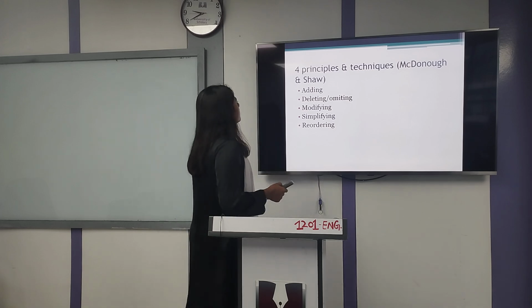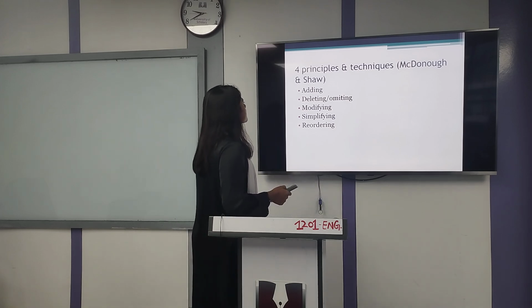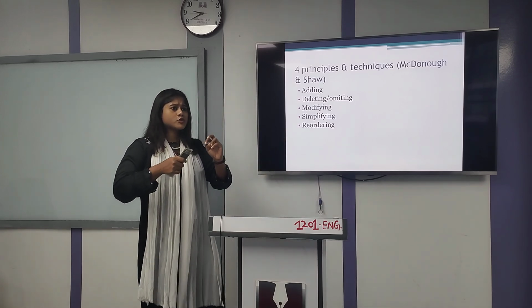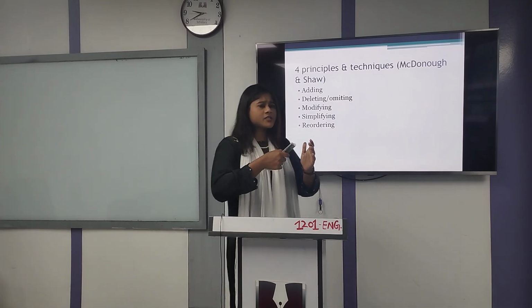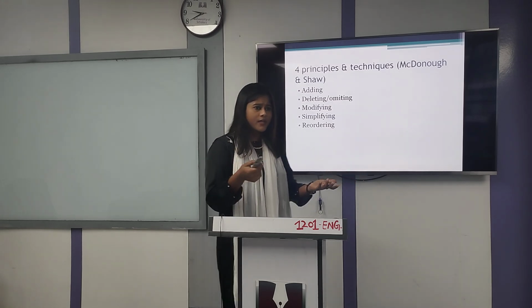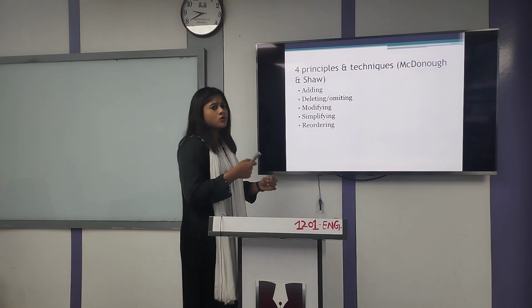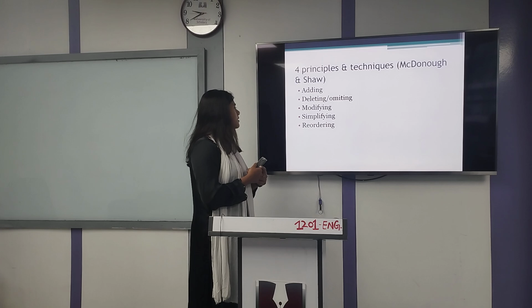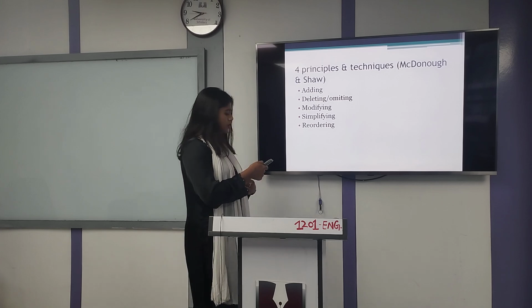Ambivert. Then there are 4 principles and techniques. So there are 4 ways of adapting your text according to your students' needs, according to their style and strategies. First one is adding. Second one is deleting or omitting. Third one is modifying. Fourth, simplifying and reordering.